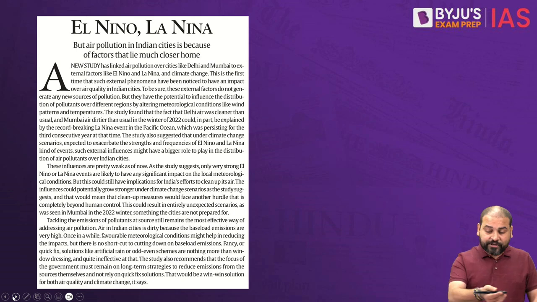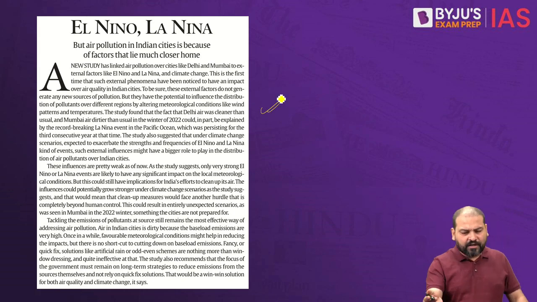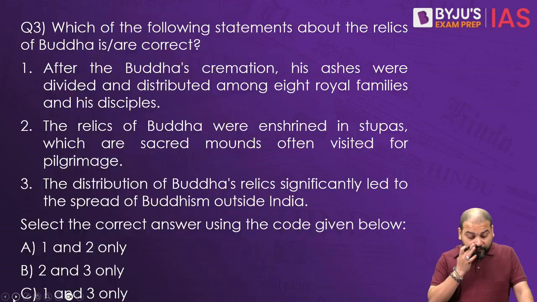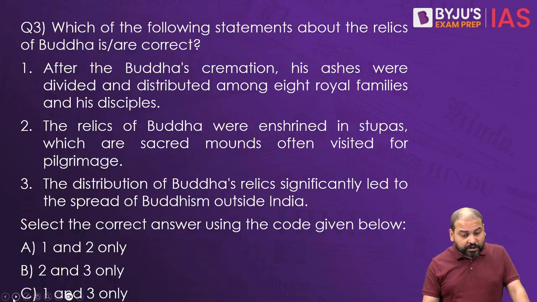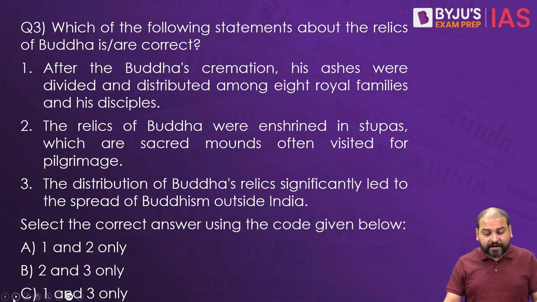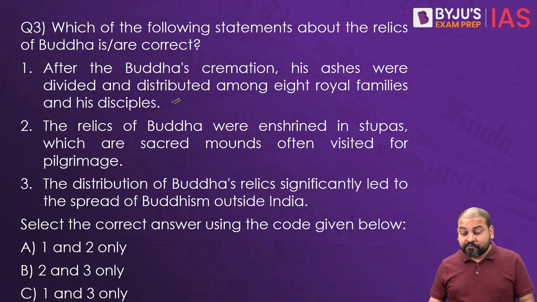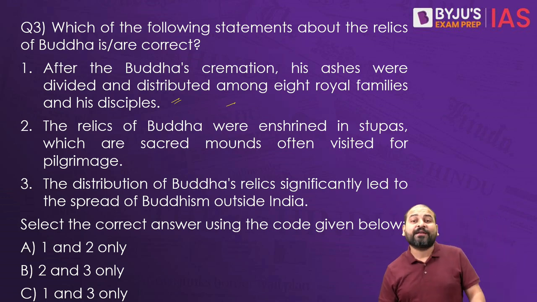Moving to the third question. Before that, you can see this is the article El Nino La Nina on which this question was based. Now, if you see here, third question, which of the following statements about the relics of Buddha are correct? Number 1, after the Buddha's cremation, his ashes were divided and distributed among 8 royal families and his disciples.